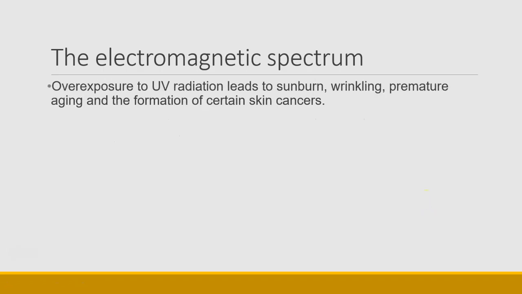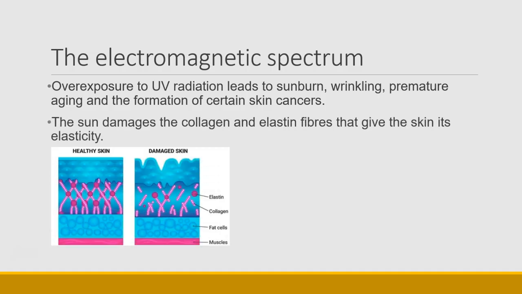Now, overexposure to UV radiation leads to sunburn. It leads to wrinkling, premature aging, and then also the formation of certain skin cancers. When we talk about wrinkling and premature aging, we're really talking about sun damage to the collagen and elastin fibers in the skin. So here we've got collagen and we've got elastin, and those keep the skin nice and elastic. Now, there's nothing we can do about aging, and there's nothing we can do about the fact that with time, the collagen and the elastin will get damaged, but exposure to the sun would speed up this process.